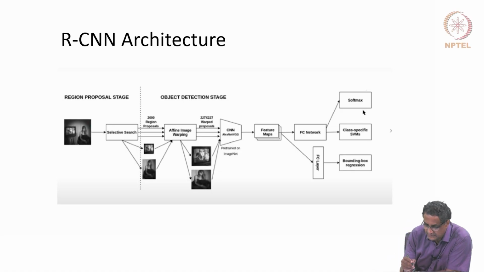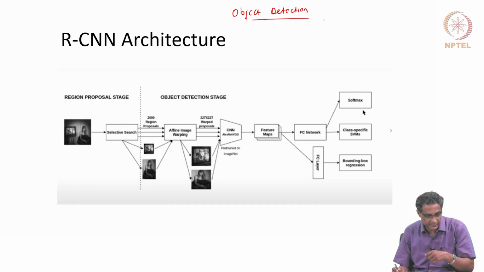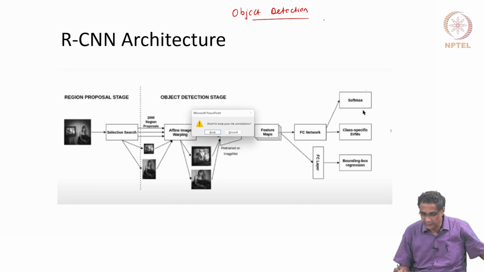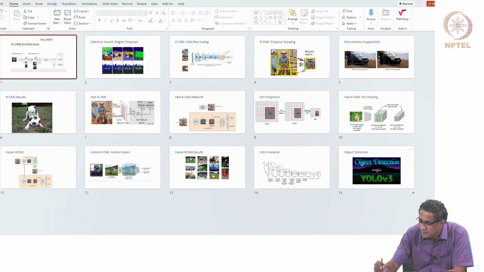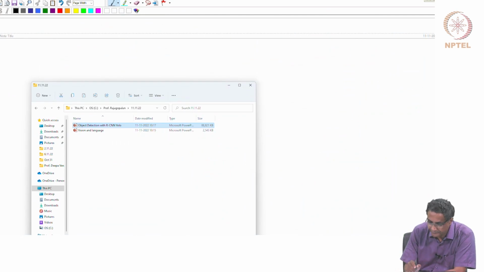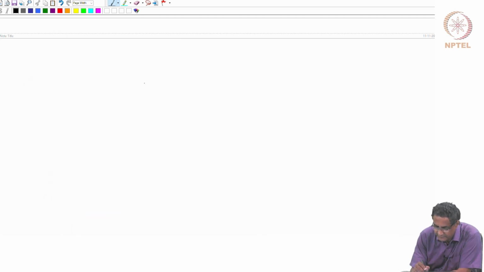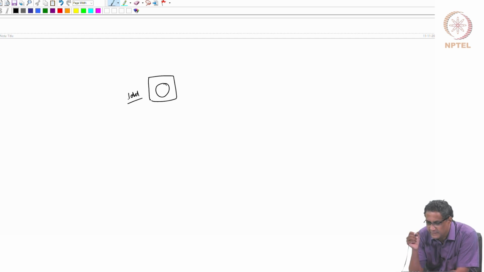So these are architectures for object detection. We have already seen a recognition task, or what we call a classification task, where for the entire image you have one label. You say whether this image contains a tiger or whatever else it contains.